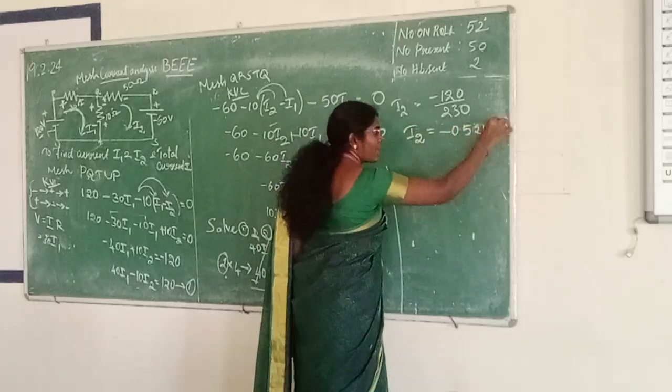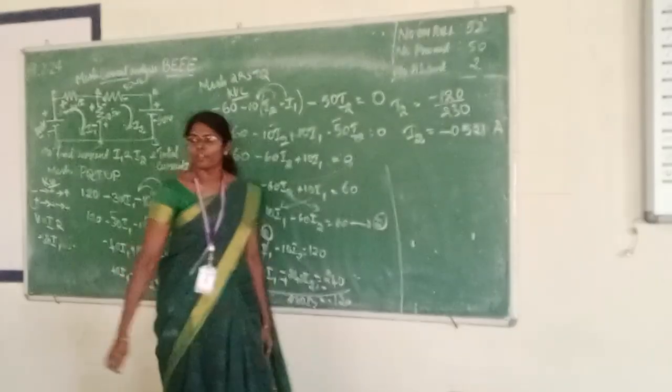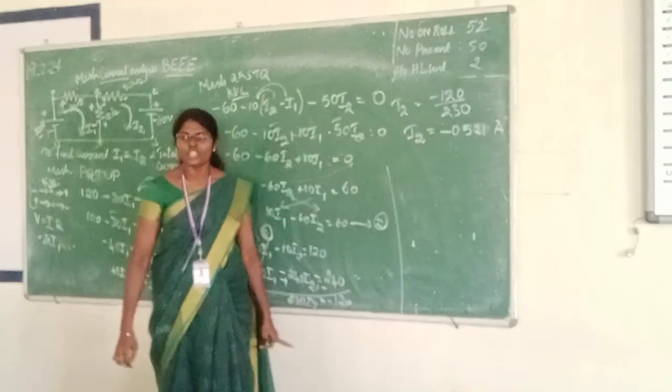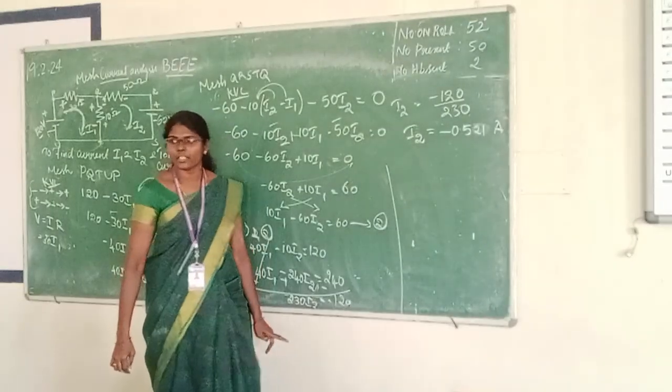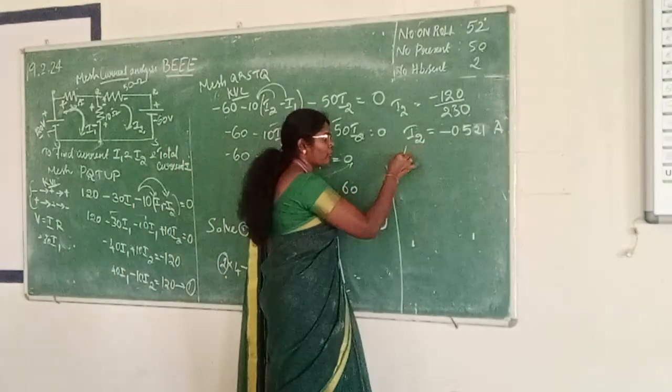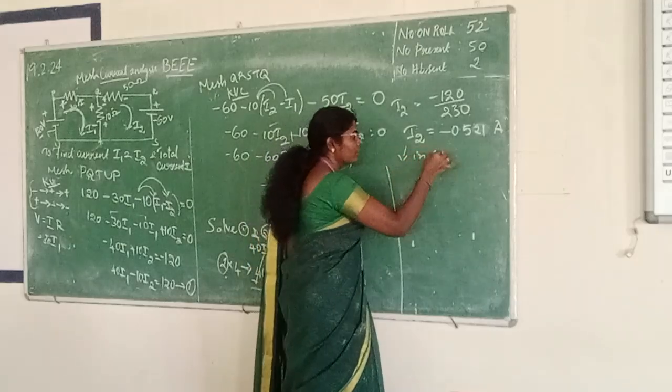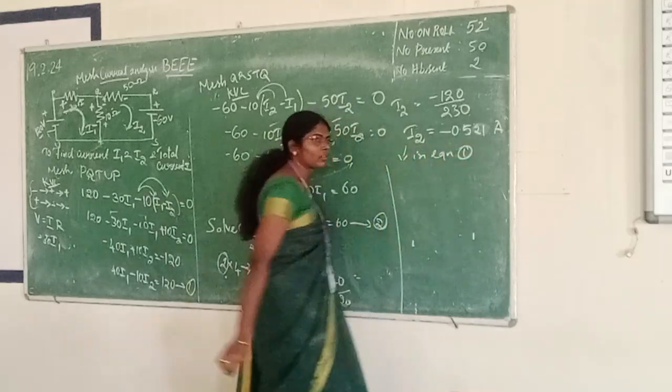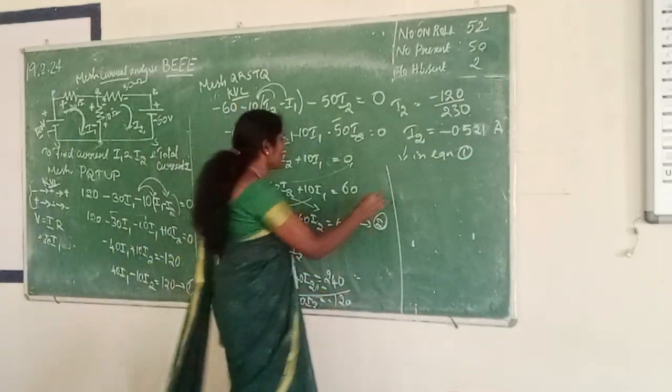521. What is here? Answer. So now I know the value for I2. Shall I substitute in one of the equations to find out the I1? So substitute the value for I2 in equation number 1. Okay. If you substitute that, what is it?